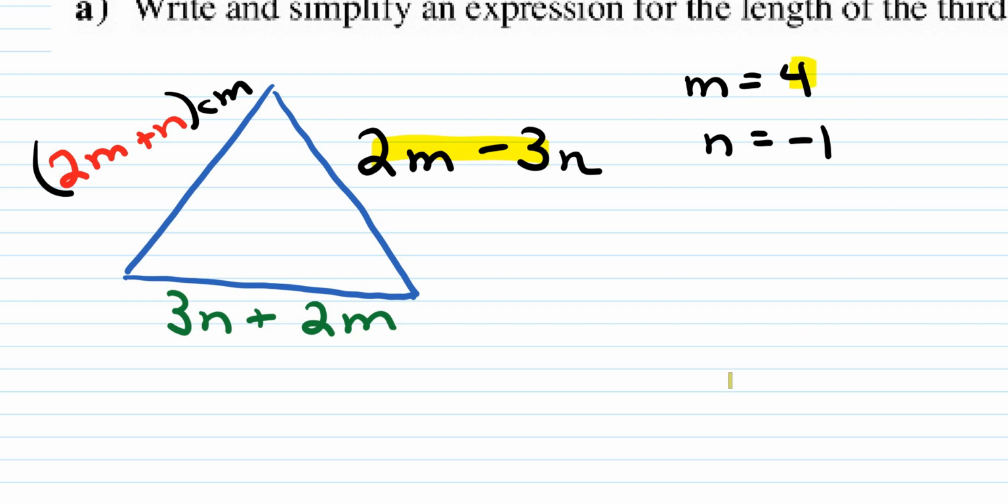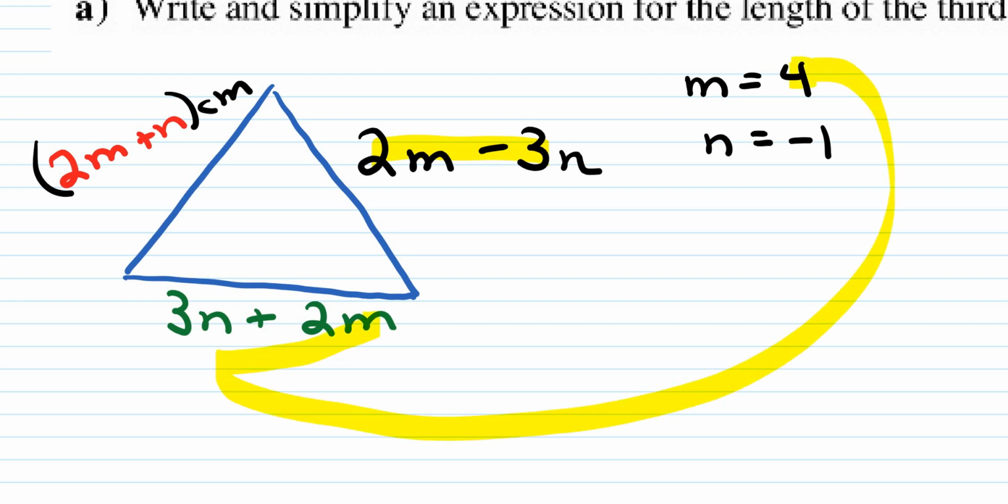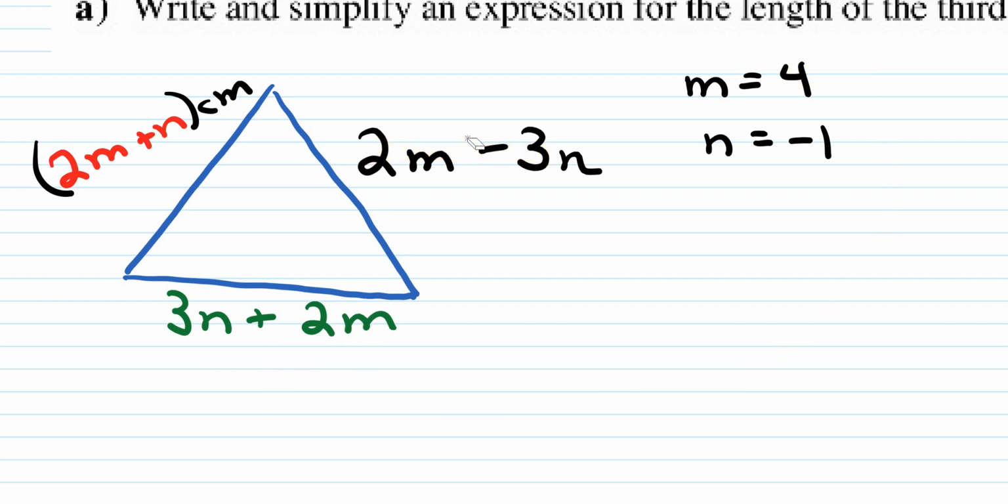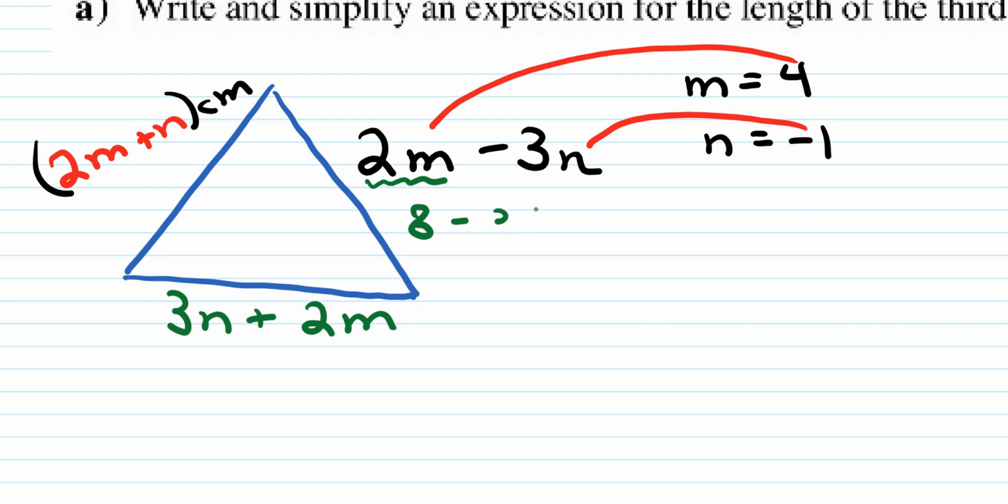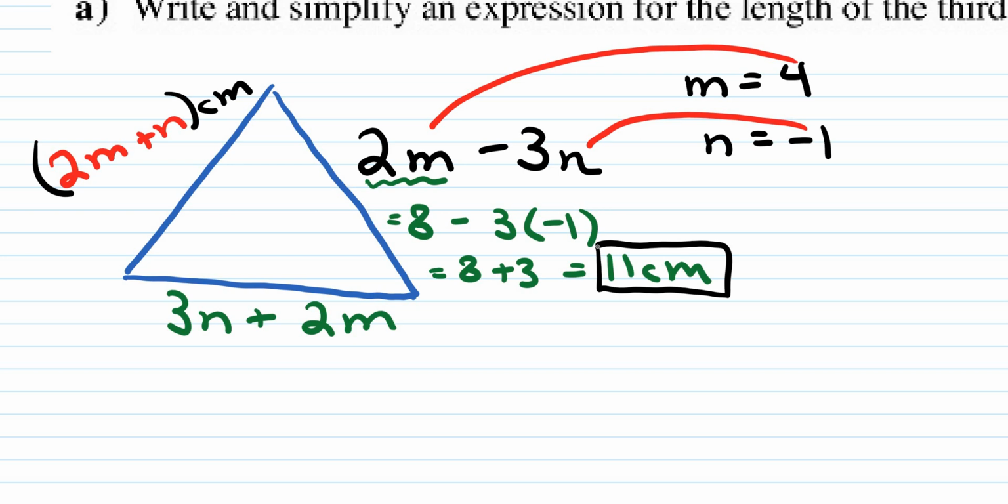So let's take this m here and multiply it with, whoops. Okay, so basically we take our m and our letter n and we just plug them in. For this part right here, there's 2 times 4, which is 8, minus 3 times negative 1, and that's going to equal 8 plus 3, which equals 11 centimeters. So one of the sides will be 11 centimeters.